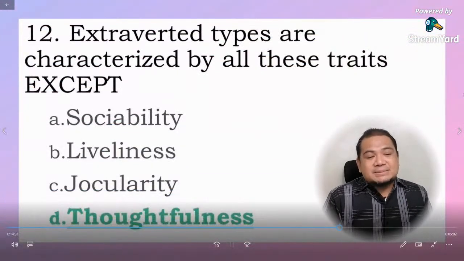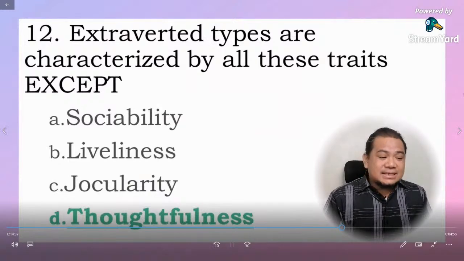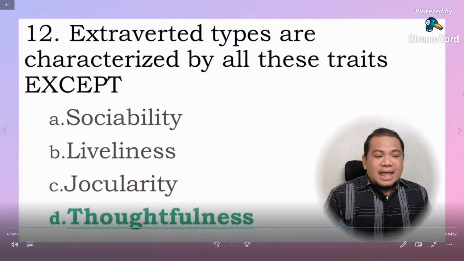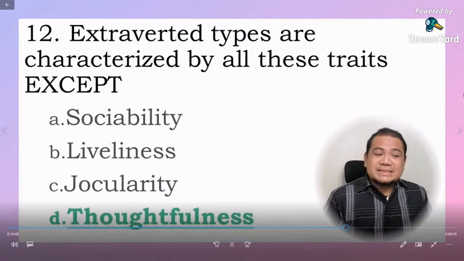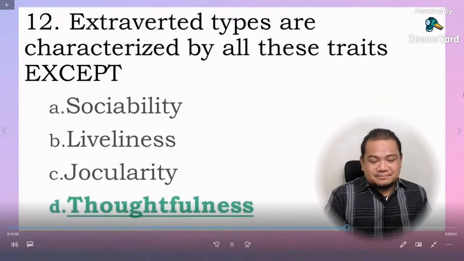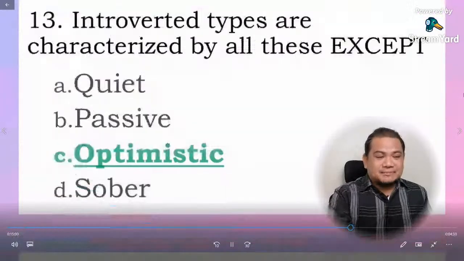Number 12, extroverted types are characterized by all except, the answer is letter D, thoughtfulness. Extroverts are characterized by sociability and impulsiveness. Introverts by passivity and thoughtfulness. Number 13, introverted types are characterized by all except, it's letter C, optimistic.